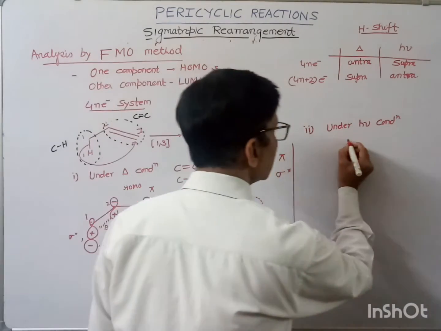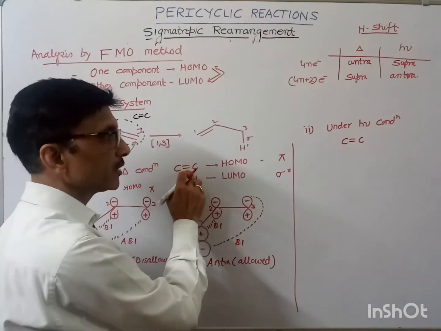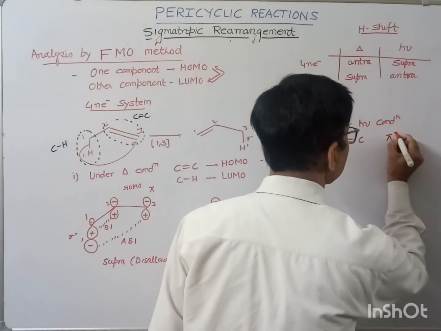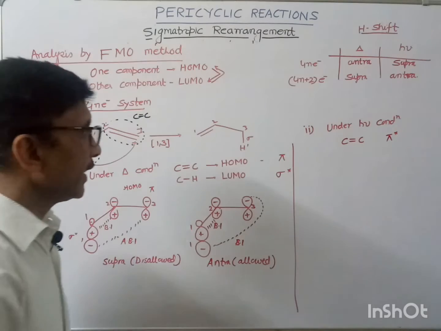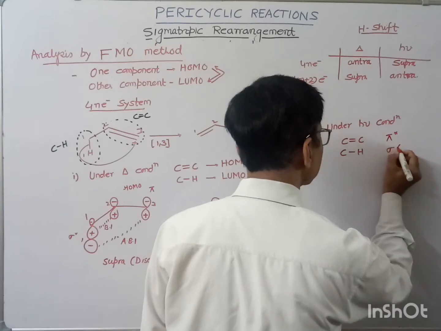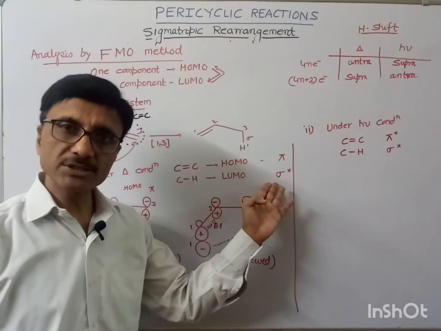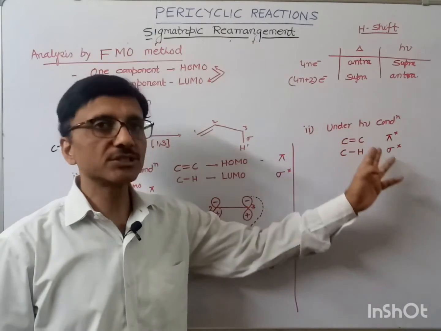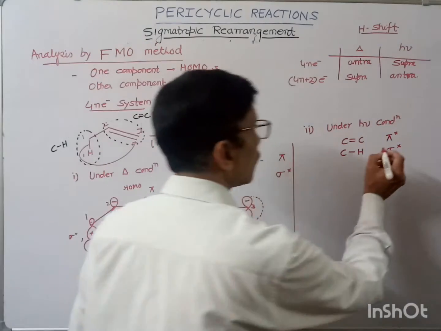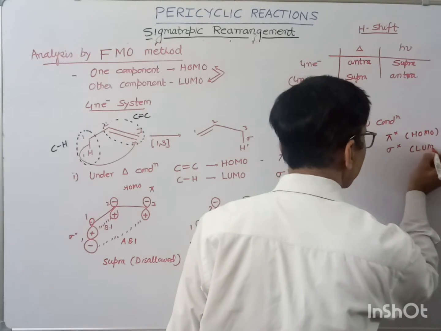now the HOMO of the C double bond C bond under photochemical condition would be pi star. And the LUMO would be sigma star only. Under thermal or under photochemical condition, the LUMO would be sigma star. So this is our HOMO under photochemical condition, and this is the LUMO under photochemical condition.